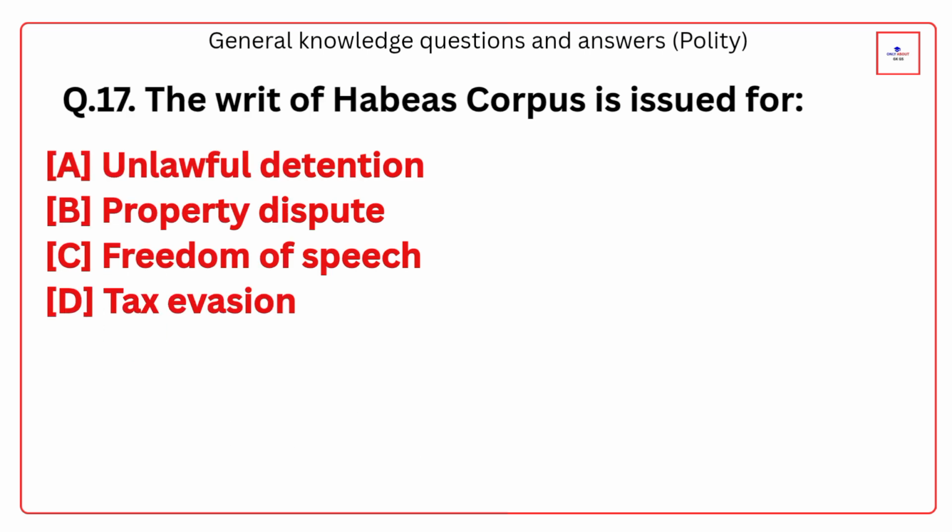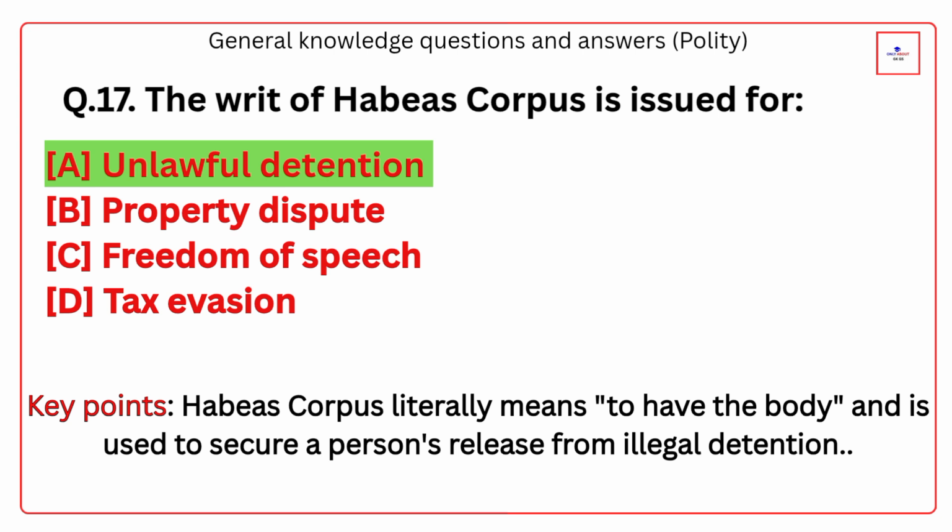The writ of habeas corpus is issued for. Correct answer is unlawful detention. Habeas corpus literally means to have the body and is used to secure a person's release from illegal detention.